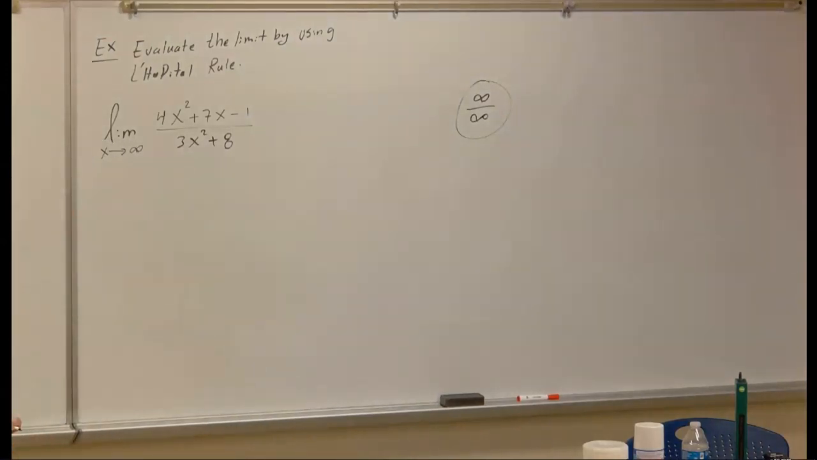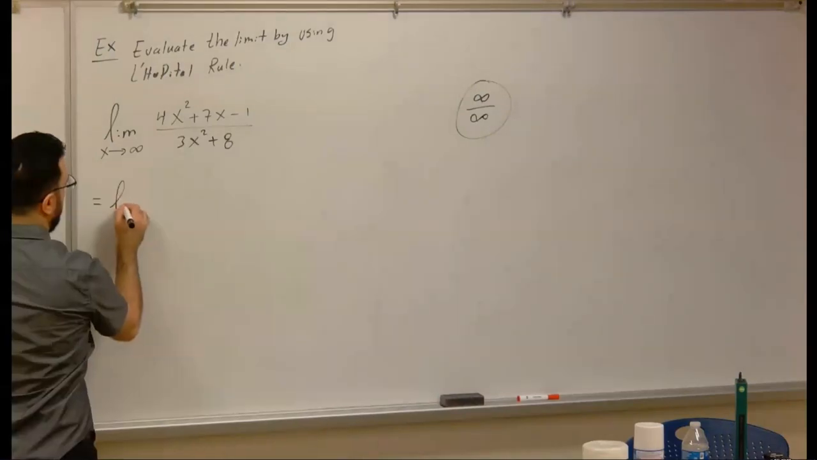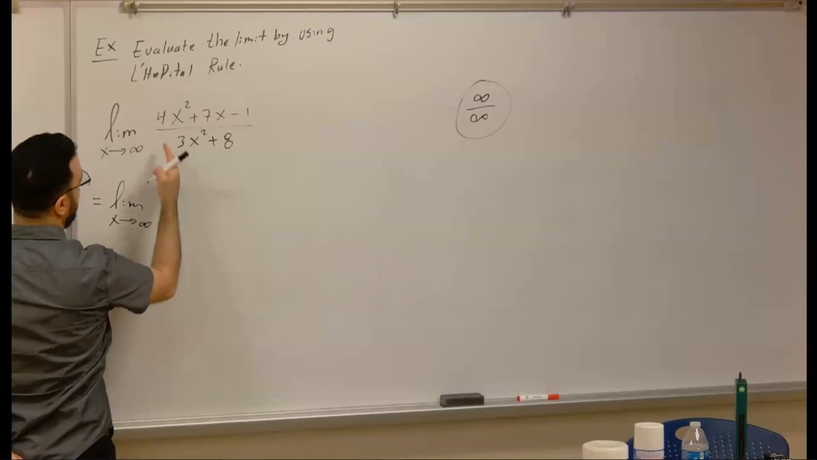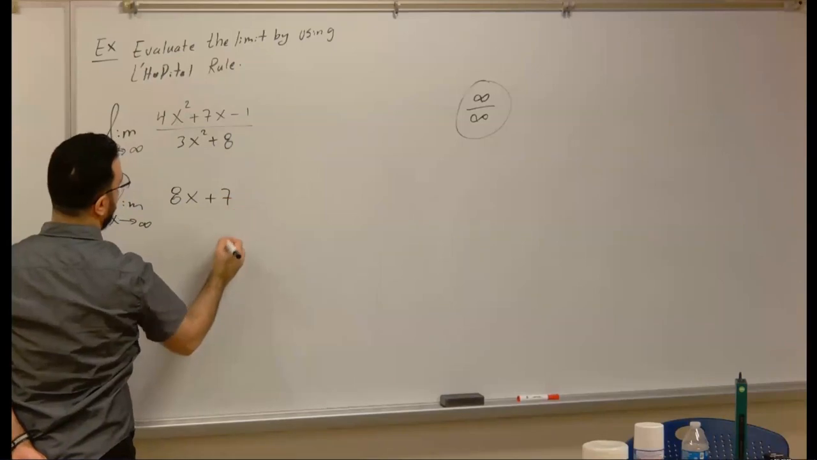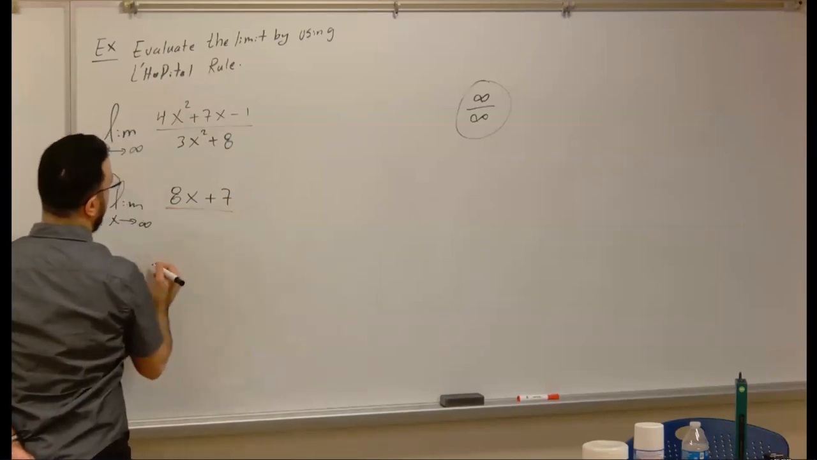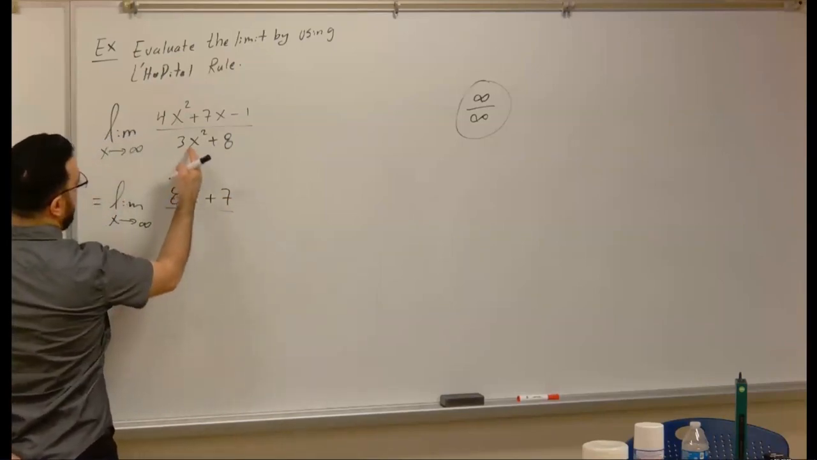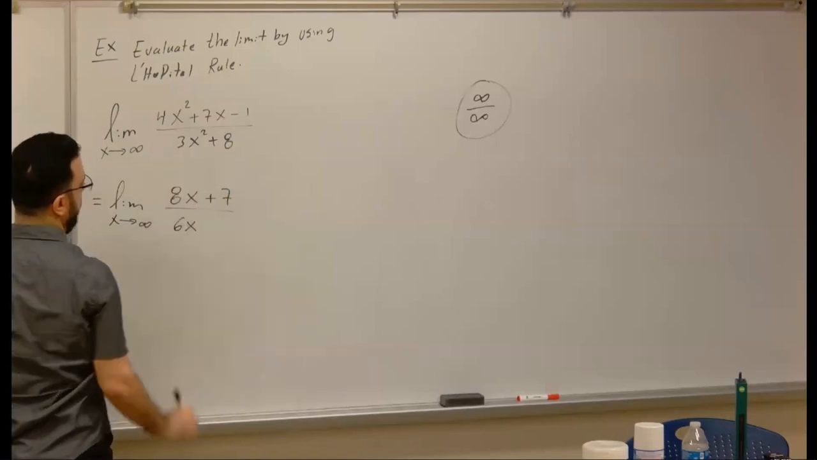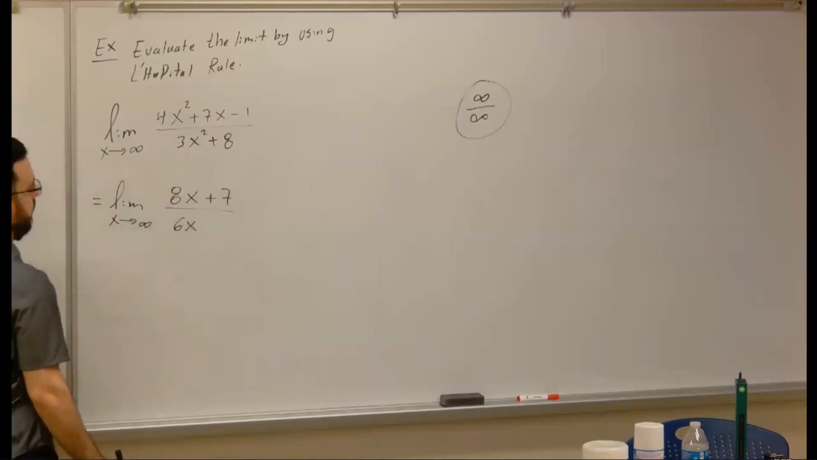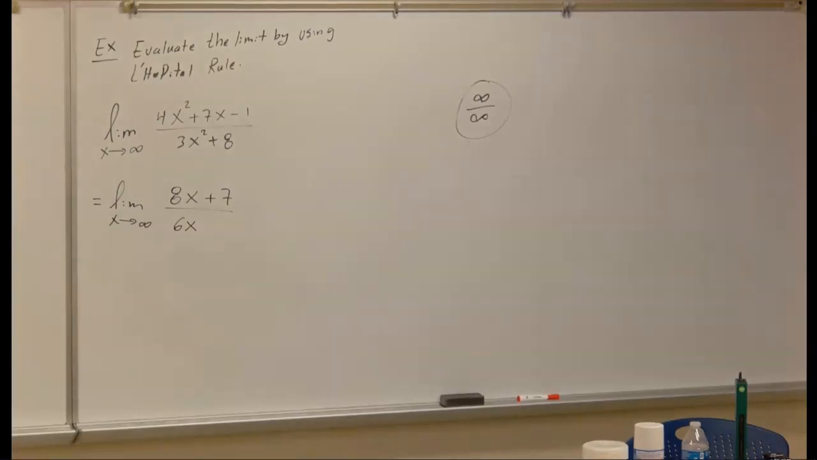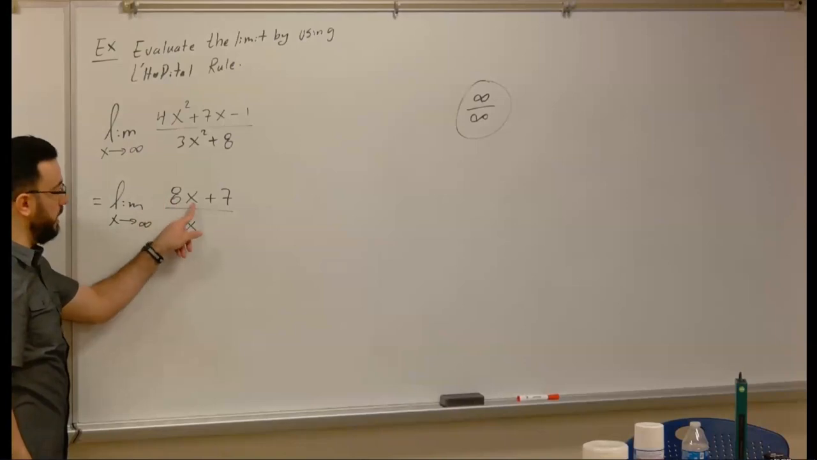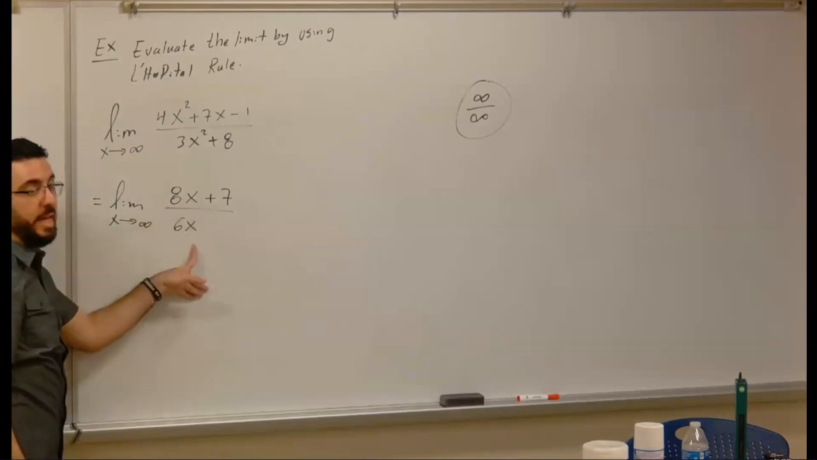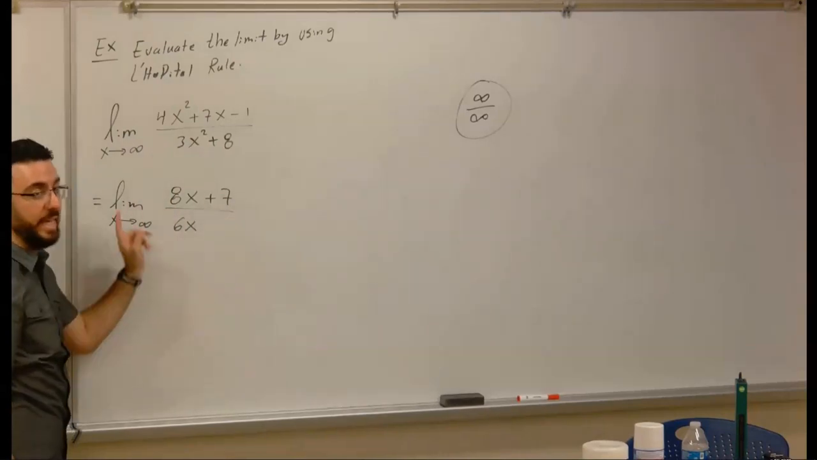That means I'm going to find the derivative here. It's going to be the limit when x approaches infinity. The derivative here is going to be 8x plus 7, divided by the derivative here, which is going to be 6x, because this one is 0. Now again, I'm going to look. If I plug in infinity, this one is still infinity over infinity. That means I can use the L'Hopital rule again.